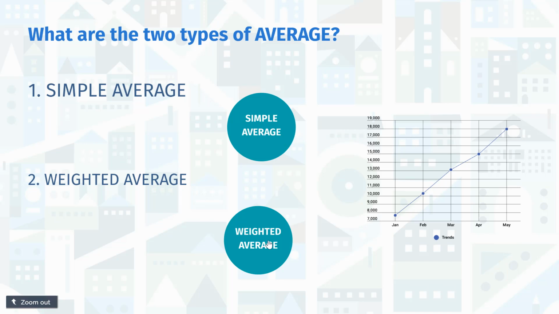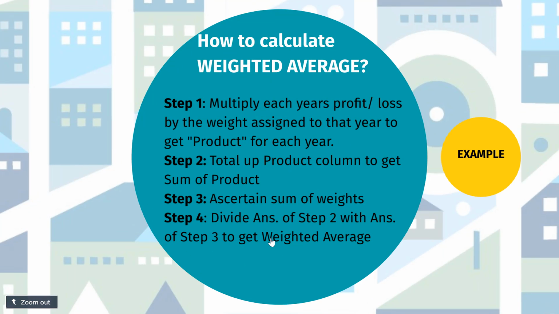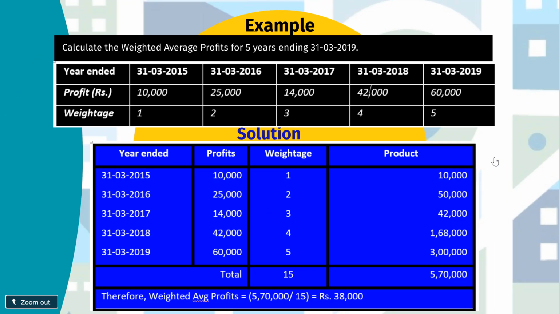Let's go to the weighted average. How do we calculate the weighted average? The first step is to multiply each year's profit or loss by the weight assigned to that year to get the product for each year. Step 2 is to total up the product column to get the sum of the product. Step 3, ascertain the sum of weights which has been used. And finally, to get the weighted average, it is sum of product divided by the sum of weights. We'll see this by means of an example.